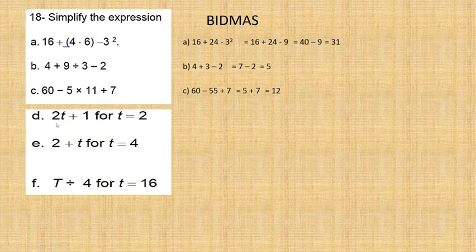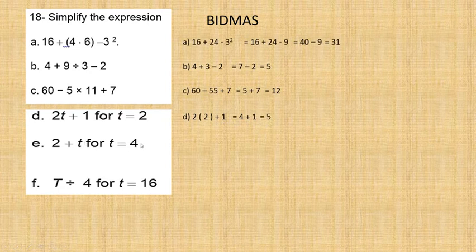In question number D, it says 2t plus 1, and it needs me to calculate this expression for t equals 2. So I will just remove the t and put 2, because it told me that t equals 2. And then multiply normally. Here, by the way, it's a hidden multiplication, we know that, of course. So we have to multiply first and then add. So it's 2 times 2 equals 4, and then plus 1, which equals 5.